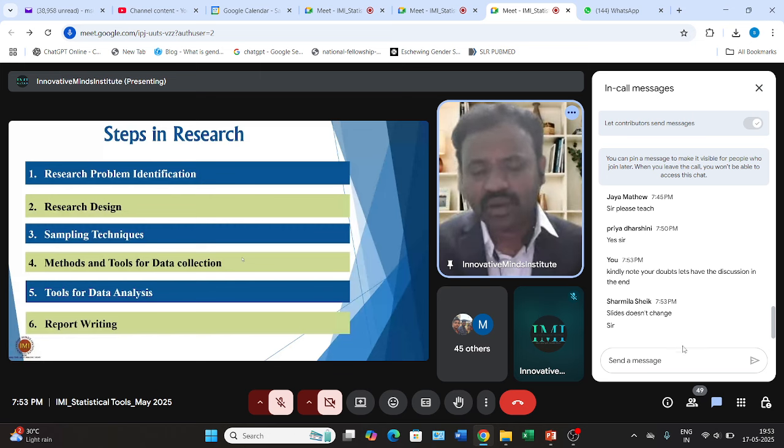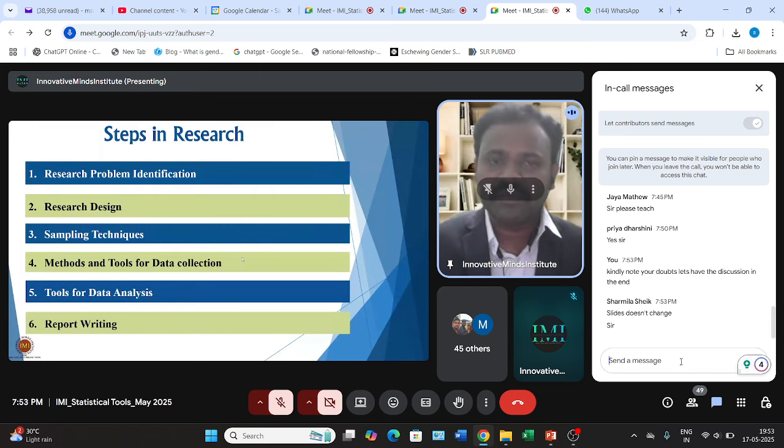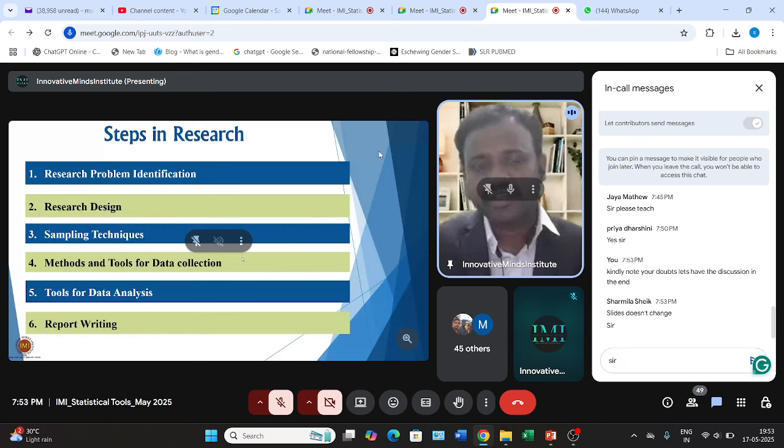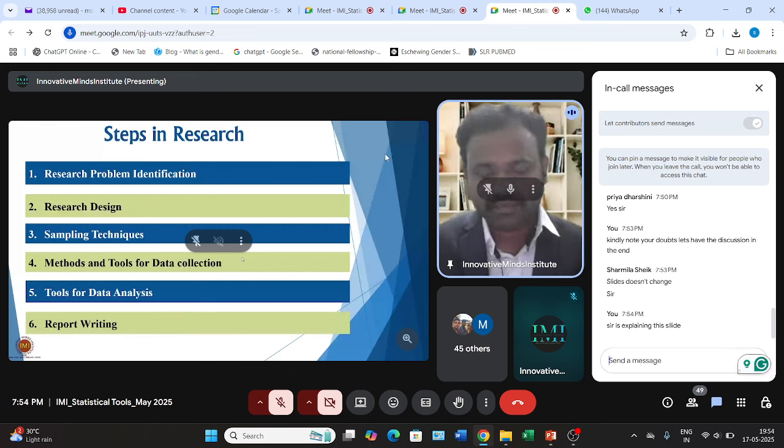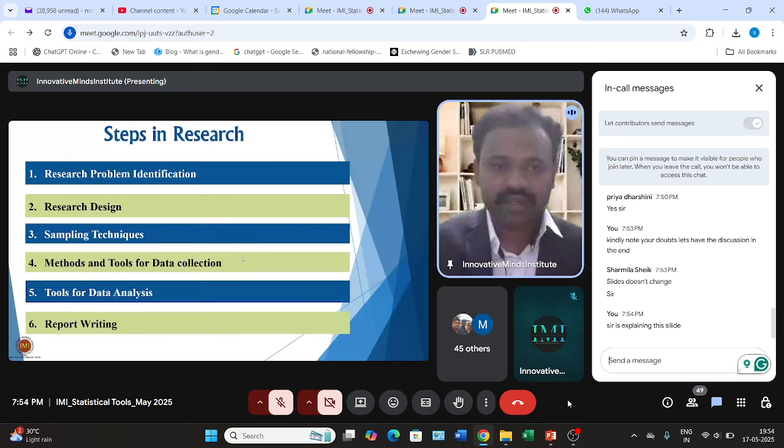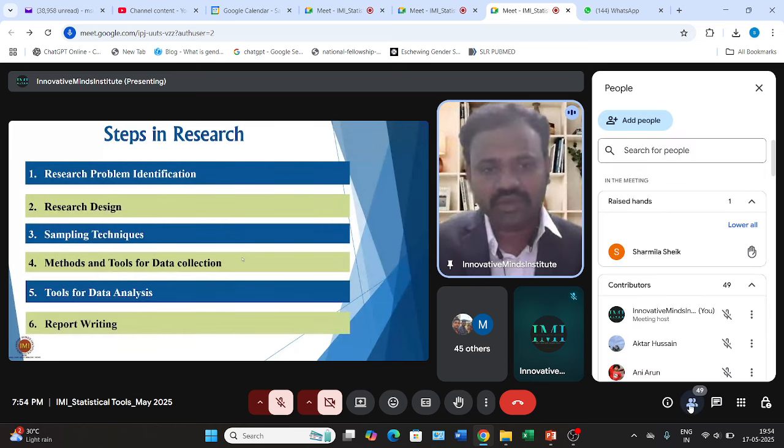Or what are some other tools? It may be an opinionnaire, or it may be an interview guide, which you can use for the in-depth interview or focus group discussion. So it can be an interview guide or checklist that you can have. That's a tool for data collection, right? Based on your requirement, if it is a quantitative study, better you use the interview schedule or questionnaire, which is a structured one.